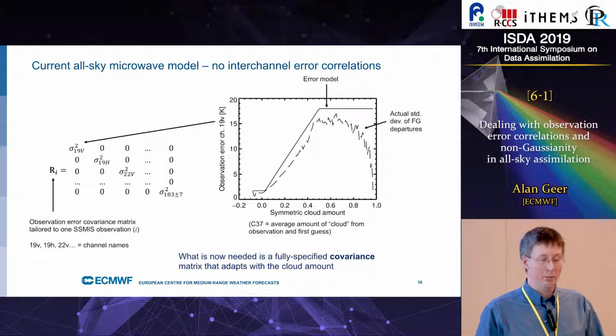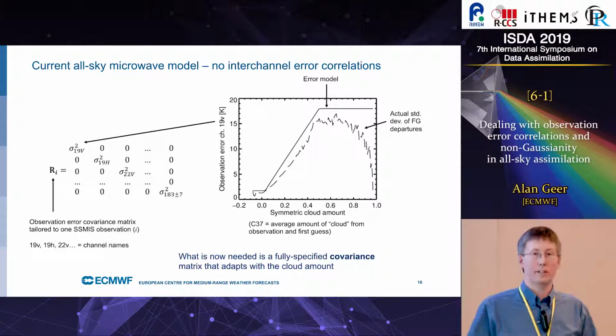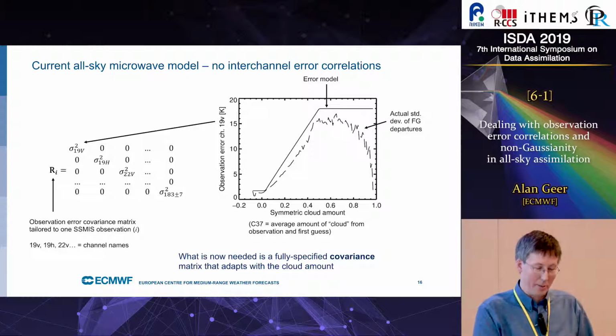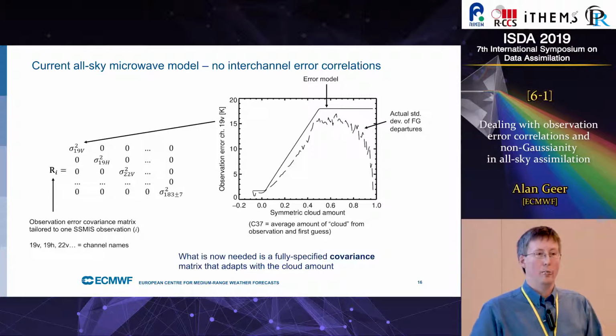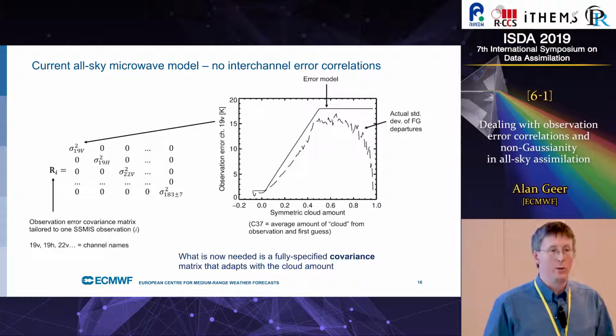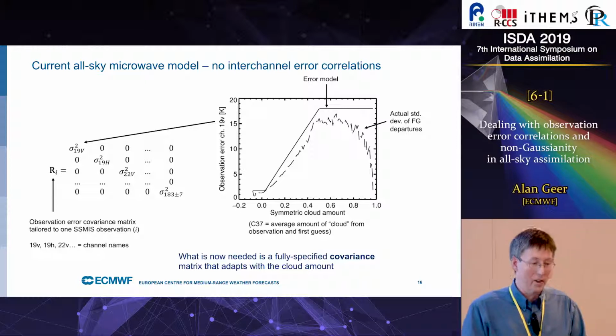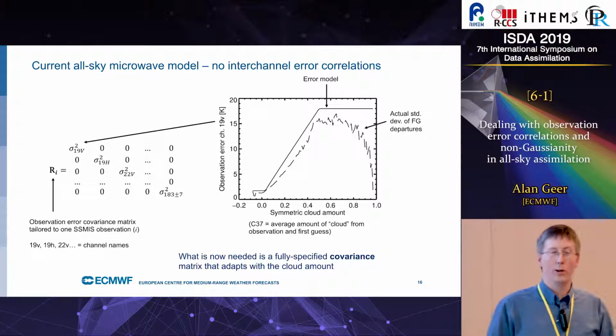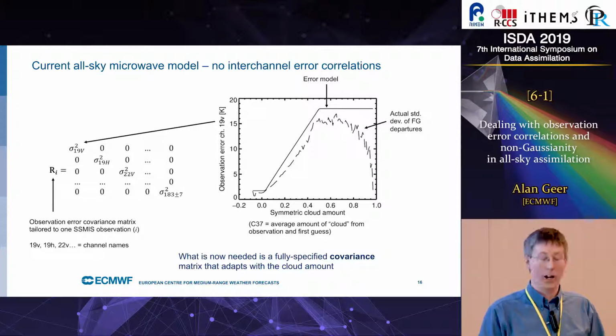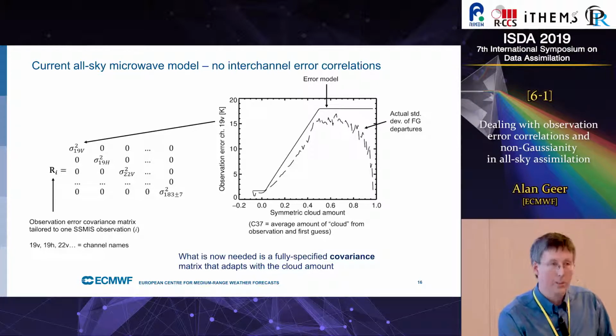And that piecewise linear is roughly fitted to the bin standard deviations of the first guess departures as a function of cloud amount, this symmetric cloud amount. There's no reason why that has to be a piecewise linear model. You could just store the statistics in every bin and have a lookup table. And the importance of that is if you want to flesh out the whole error correlation matrix, one possible way is just to have a lookup table of error covariance matrices. So that's what I've tried for the all-sky microwave images.